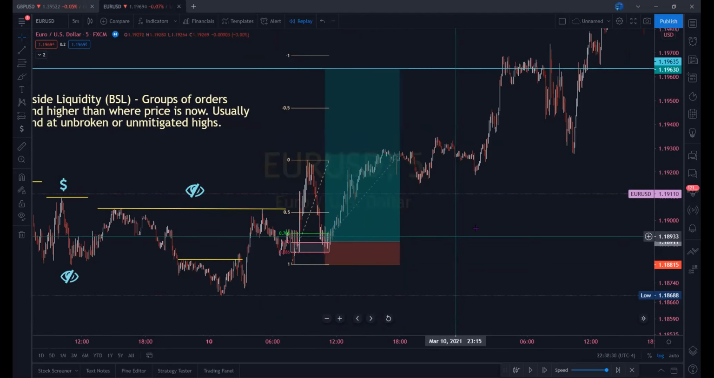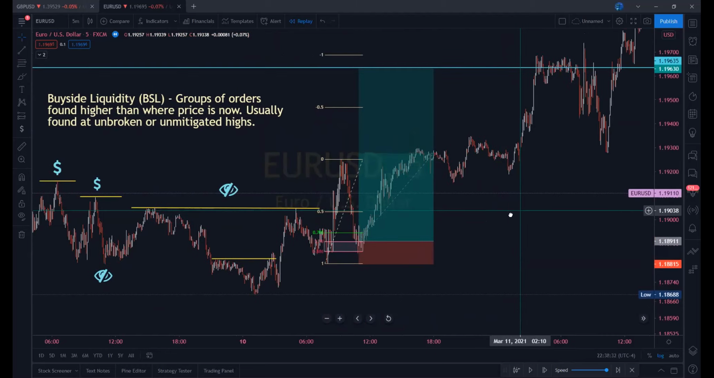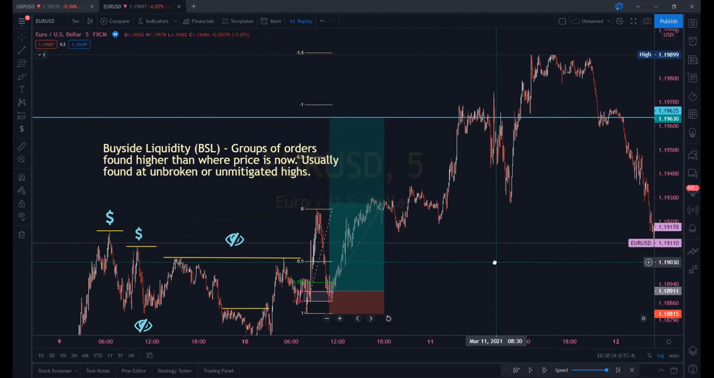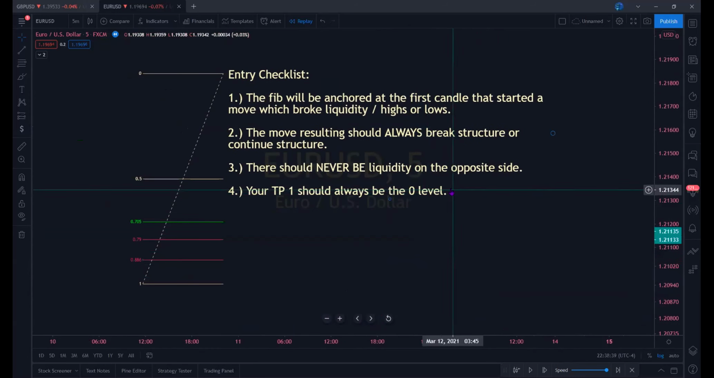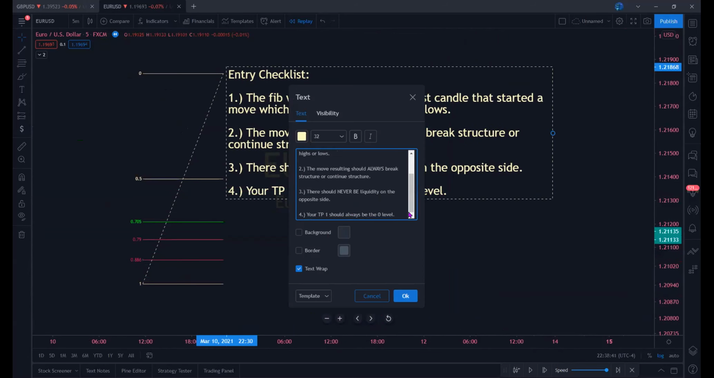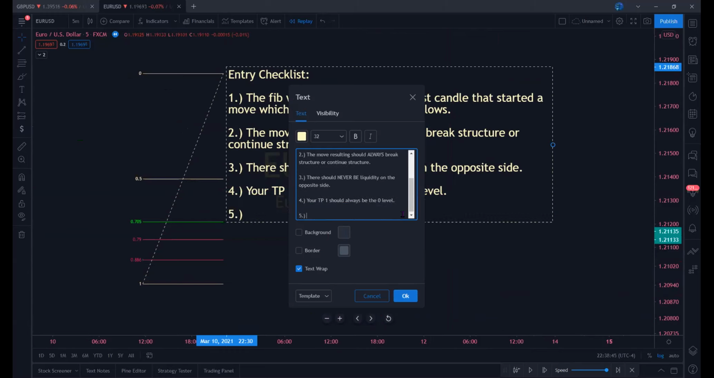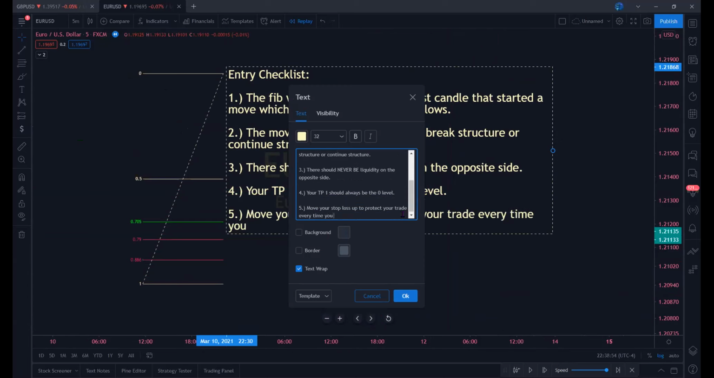Now, this is not just something that happens once, right? This is not just something that happens every so often. It happens every day. Okay. And the last couple rules is just, number 5, move your stop loss up to protect your trade every time you take profit to a significant price level.